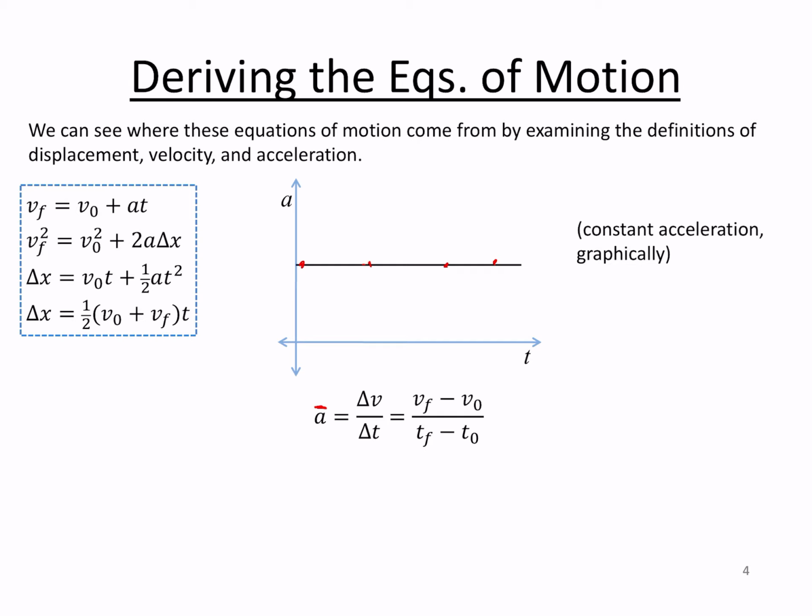Anyway, so that's delta v over delta t, and I've written out what that means here. And if we just do a little bit of algebraic manipulation, right, we can get an equation that looks like this.